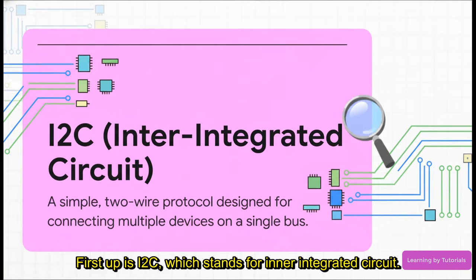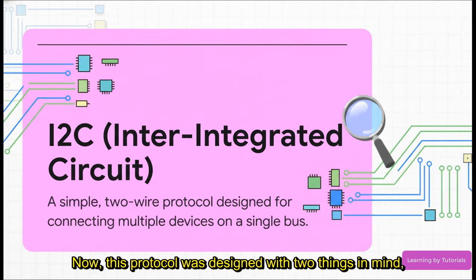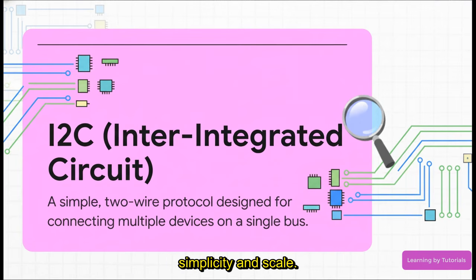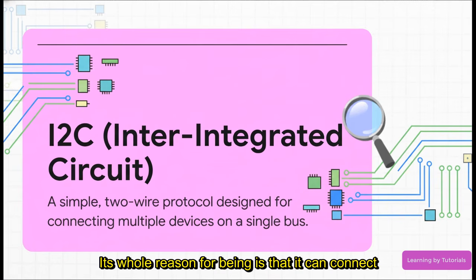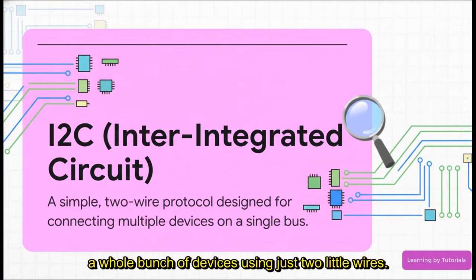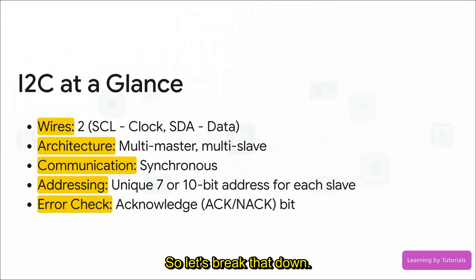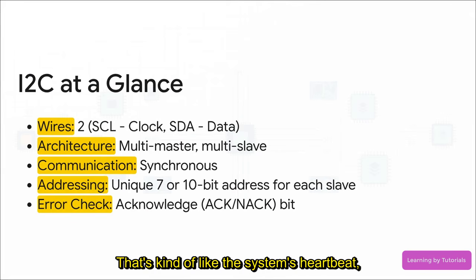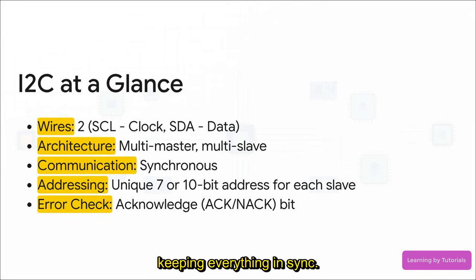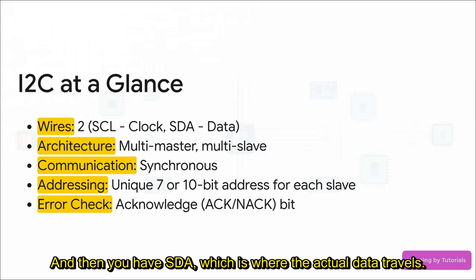First up is I2C, which stands for Inter-Integrated Circuit. Now, this protocol was designed with two things in mind: simplicity and scale. Its biggest claim to fame, its whole reason for being, is that it can connect a whole bunch of devices using just two little wires. So let's break that down. You've got just two wires. SCL, which is the clock line. That's kind of like the system's heartbeat, keeping everything in sync. And then you have SDA, which is where the actual data travels.